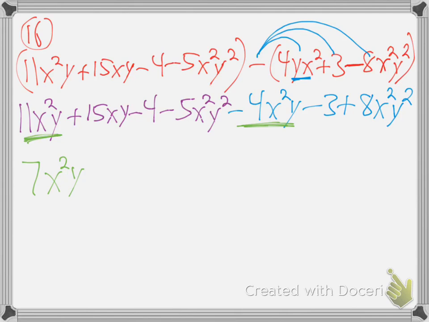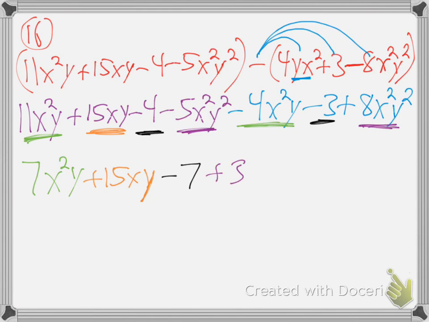Okay, what comes next? Well, you can do it in any order you want. How about I do 15xy? He's in a class by himself. There's no other xy terms, are there? No, it's the only one. Next comes the minus 4 and the minus 3. Minus 7. Finally, we have minus 5x squared y squared plus 8x squared y squared, which is plus 3x squared y squared. And we're done. You could put them in some different order if you wanted. It doesn't really matter. But I combined all the like terms.